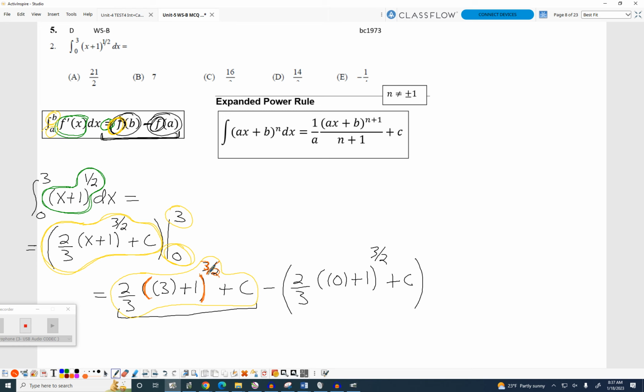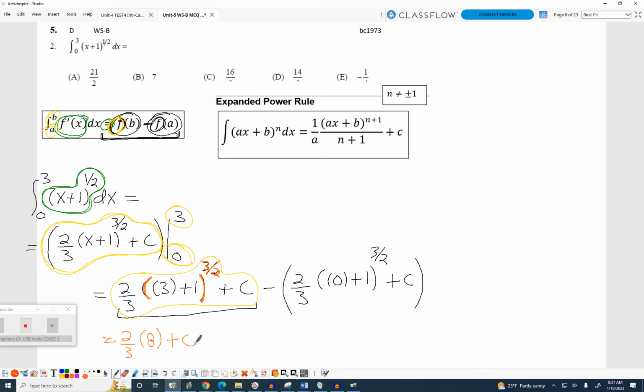We have taken care of the 1/2 portion. So now we have 2 cubed. So 2 cubed is 8. So what we have now is 2/3 multiplied by 8. 2 points for Kennedy, plus a constant. Does anyone need me to go through that again?